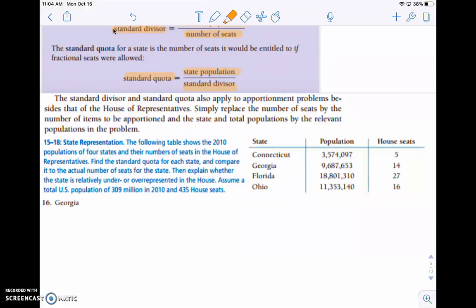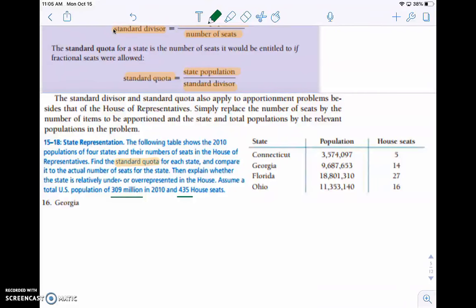We're going to look at some problems here. Well, we're going to look at just one of the states, Georgia. So the following number shows the 2010 populations for 4 states and the number of seats in the House of Representatives. We're going to find their standard quotas for each and compare it with the actual number of seats. And then we're going to determine whether the state is relatively under or over-representative in the House. And the U.S. population at that time of the census was about 309 million. And again, there are 435 seats in the House.